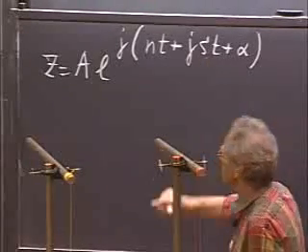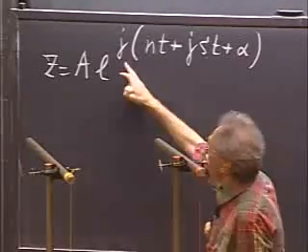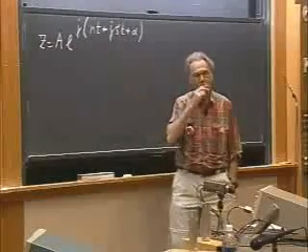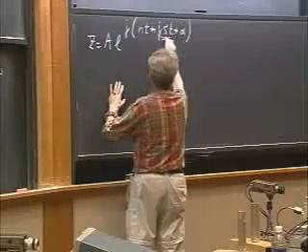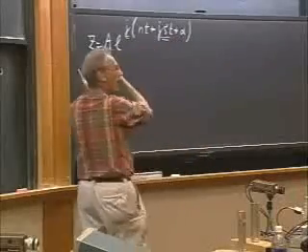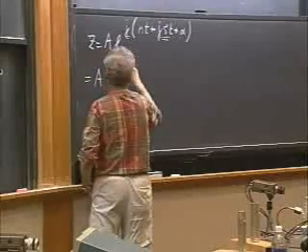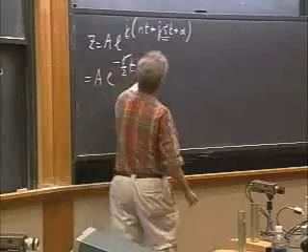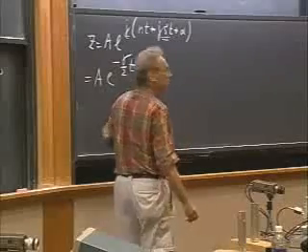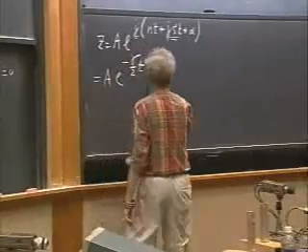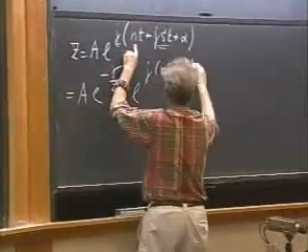But I know that s is gamma over 2. But I know that j square is minus 1. So therefore, this part here and this part here can be brought out. So we get a times e to the minus gamma over 2 times t. Here we have the t, the j square makes it the minus, and s is gamma over 2. And then I get e to the power j times nt plus alpha.